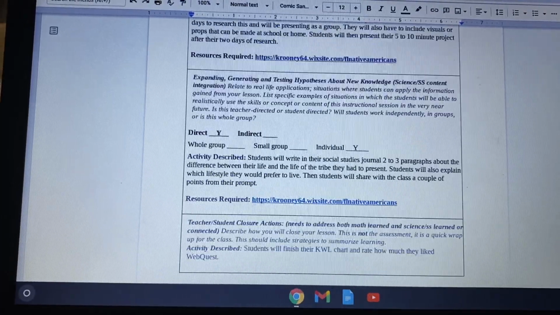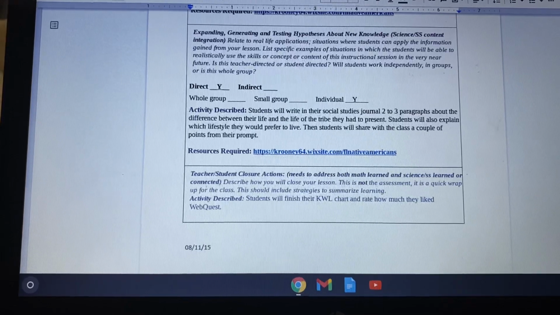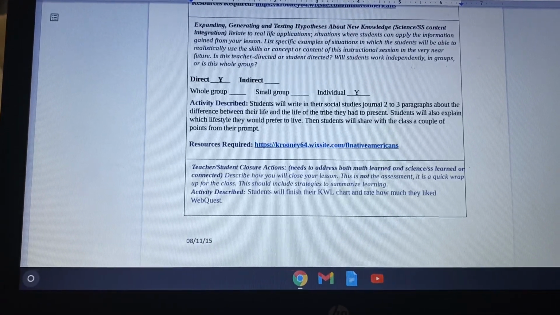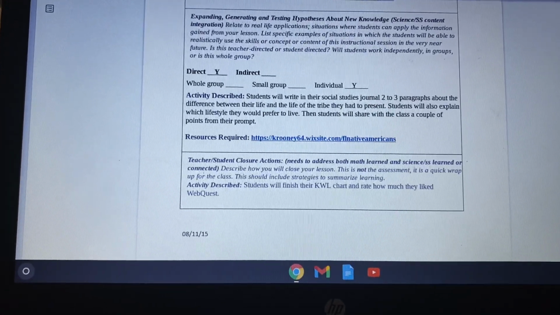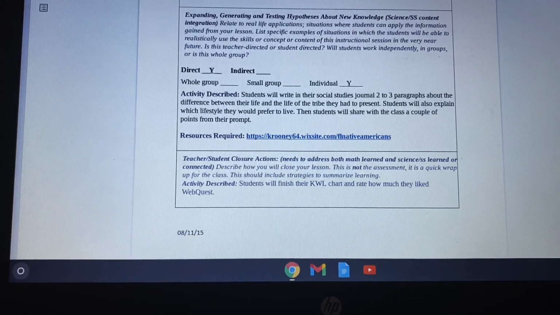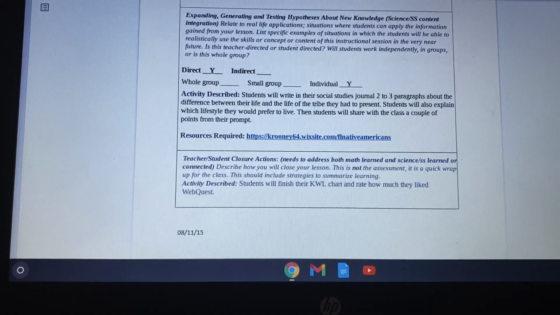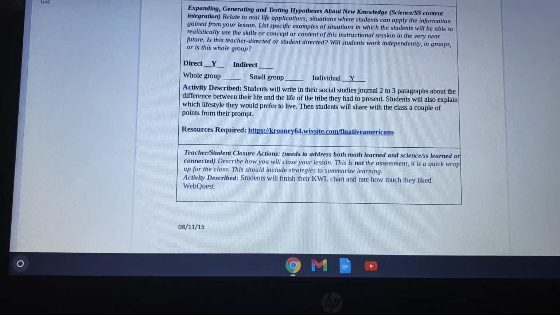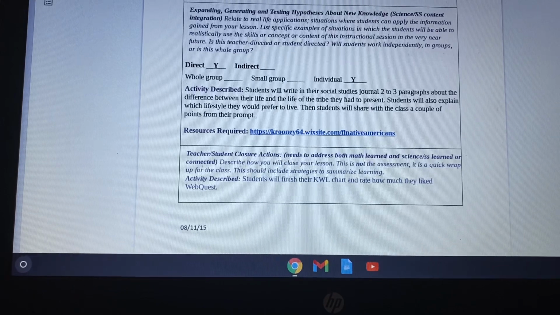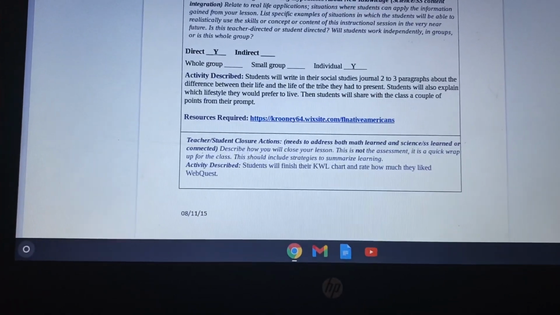And then for expanding, generating, and testing, I said I was direct and individual again. Students will write in their social studies journal 2 to 3 paragraphs about the difference between their life and the life of the tribe they had to present. Students will also explain which lifestyle they would prefer to live. Then students will share with the class a couple of points from their prompt.